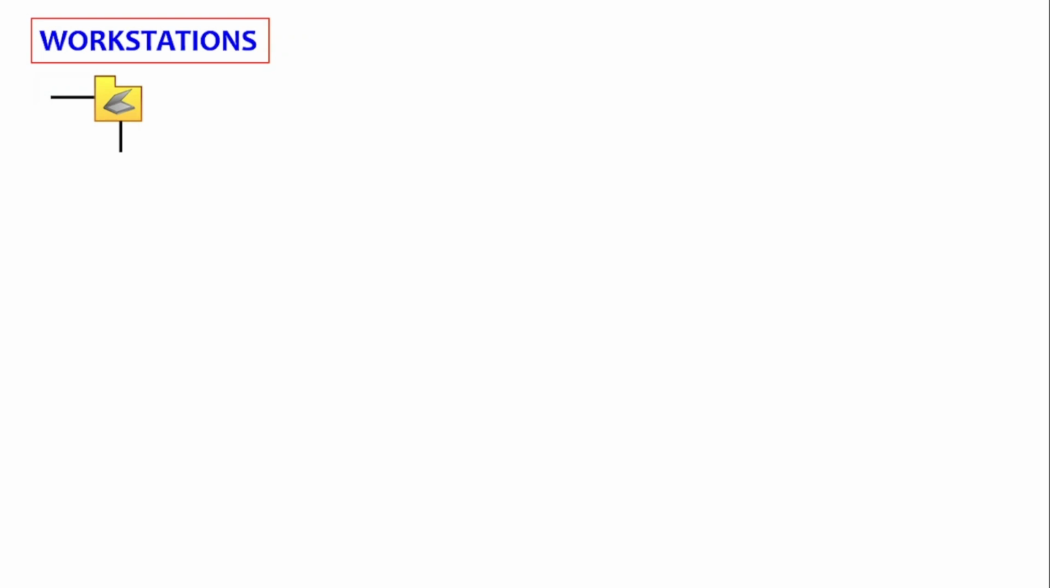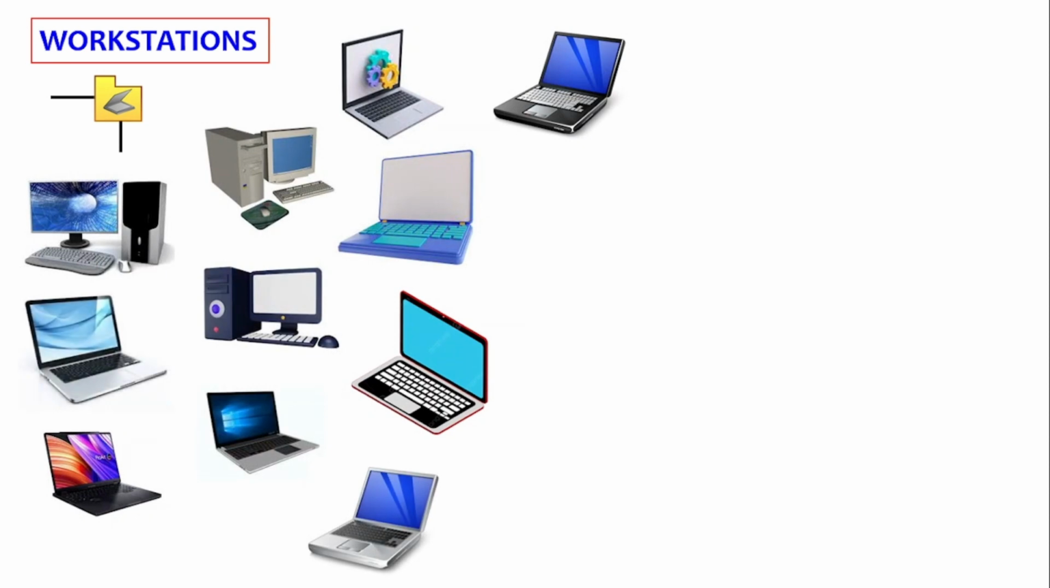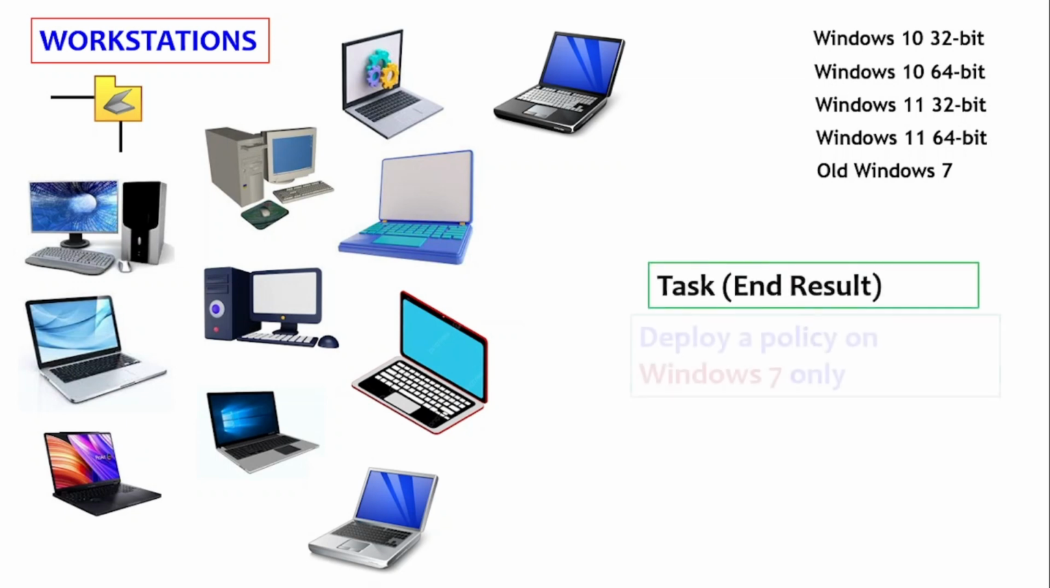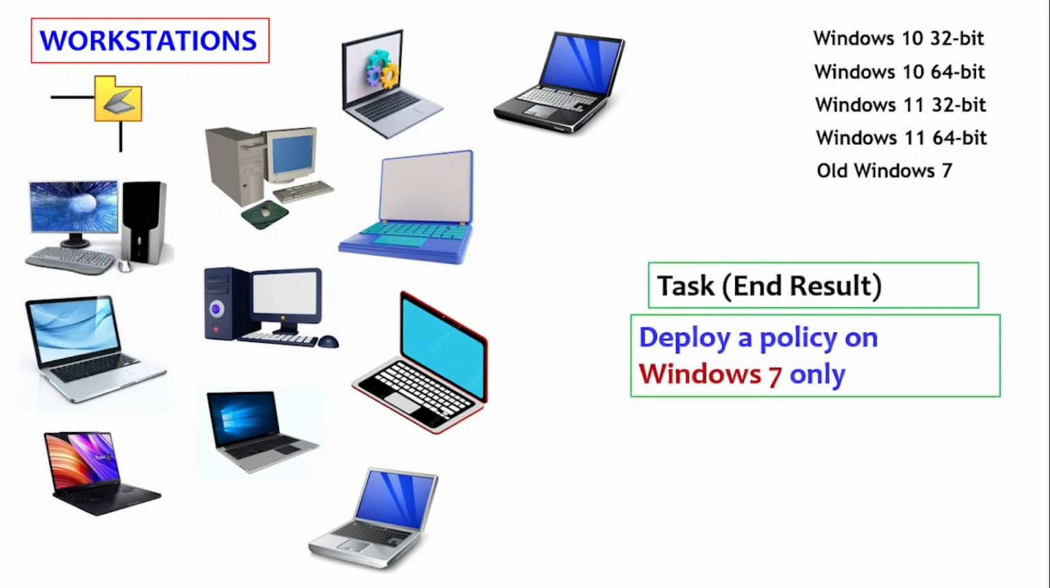Let's take another example. Let's say workstations now. So there are, say, hundreds of workstations under this Workstations OU in Active Directory. And again, we know that there are a lot of operating systems: Windows 10 32-bit, 64-bit, Windows 11 32-bit, 64-bit, and old Windows 7 operating systems. Now our target, or the end result, is that we need to deploy a policy on all the Windows 7 machines under this Workstations OU.